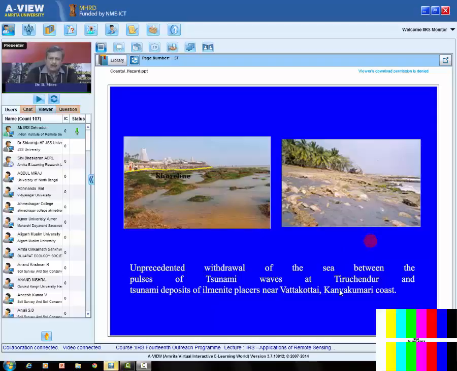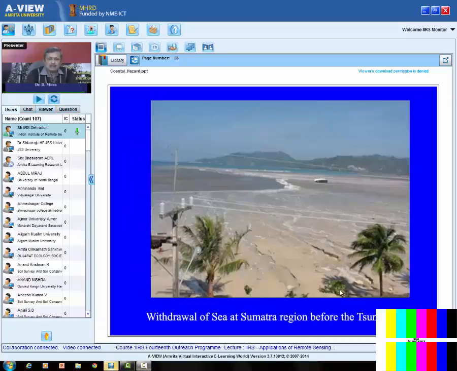You can see various kinds of minerals from places far in the ocean that have been dumped in the coastal area near the Kanyakumari coast because of the tsunami. So all these minerals have been deposited, thrown from the offshore region to the nearshore coastal region by the tsunami in the Kanyakumari coast. You can see the withdrawal of the sea in the Sumatra region with the tsunami. In Sumatra, there is a total withdrawal of the sea. The entire region which is supposed to be under the sea, there is no water now.